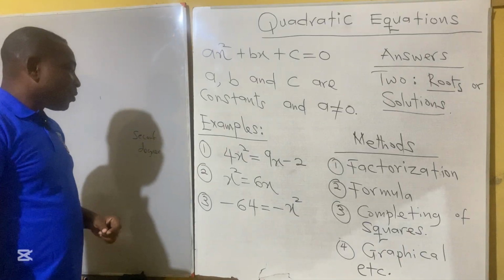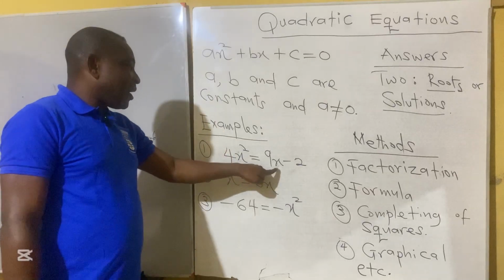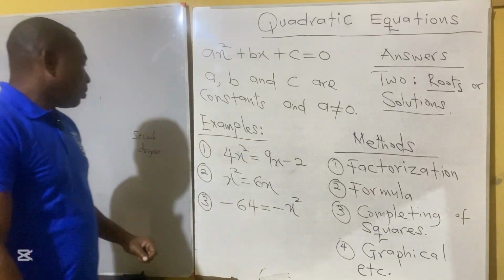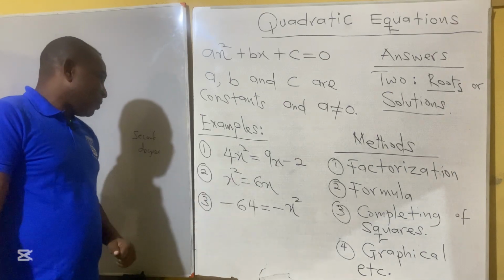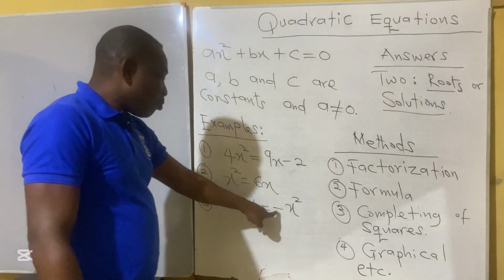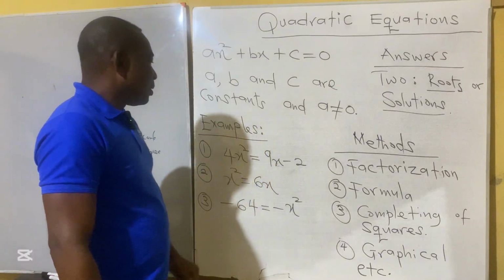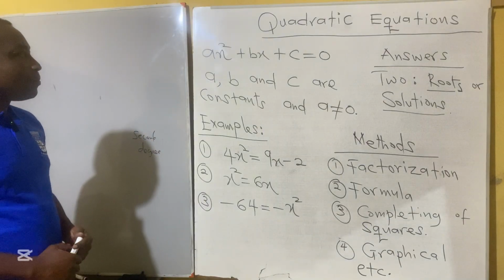Examples of quadratic equations are: 1, 4x squared is equal to 9x minus 2. 2, x squared is equal to 6x. 3, minus 64 is equal to minus x squared. These are examples of quadratic equations.